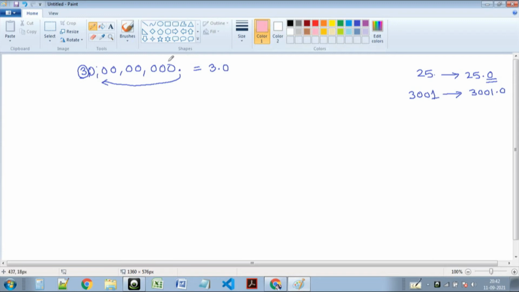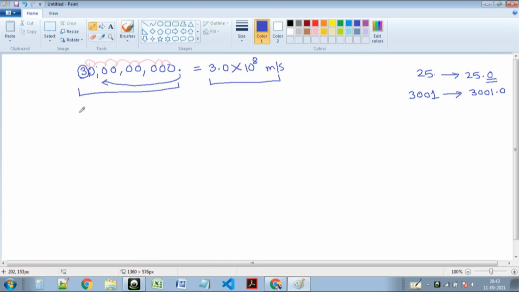Just suppose it has traveled 1, 2, 3, 4, 5, 6, 7 and 8, because we are inserting the decimal here in between 3 and 0. So it has traveled 8 distances. So simply I can write this as 10 to the power 8 meter per second. In this way, we can convert a big number into the scientific notation.